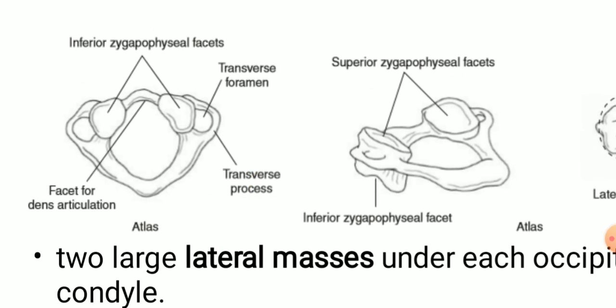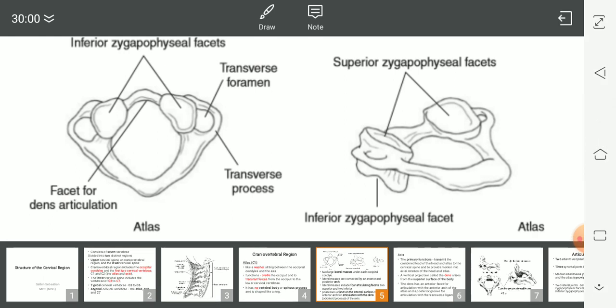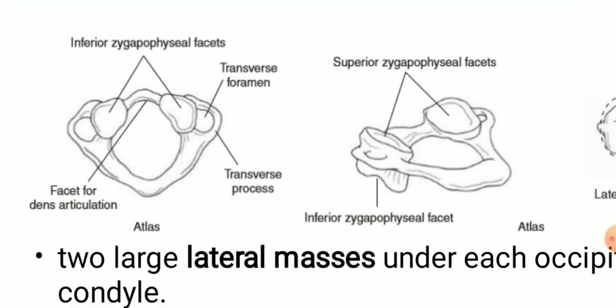So this is the structure of atlas. As you can see in this, it doesn't have a body or vertebral body or a spinous process, but what it has is two superior zygapophyseal facets and two inferior zygapophyseal facets. Mainly the superior ones hold the two occipital condyles and the inferior ones attach with the second cervical vertebra. It has a transverse foramen through which mainly the arteries pass, and an arch-like structure, and it also has a facet for the dens articulation.